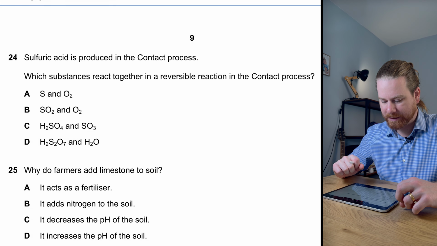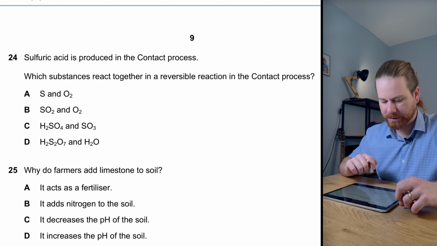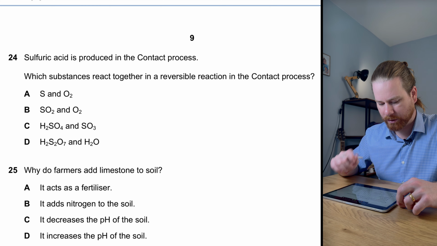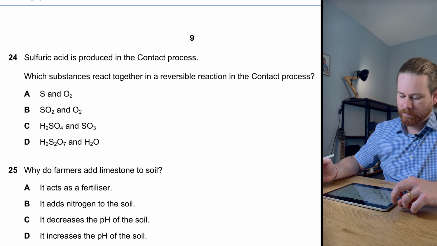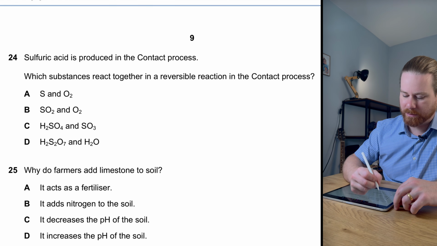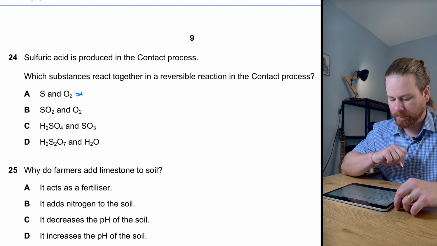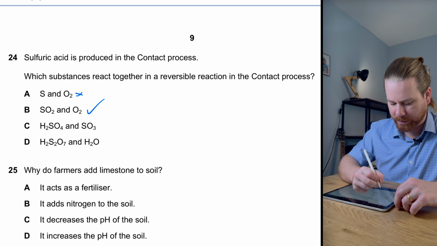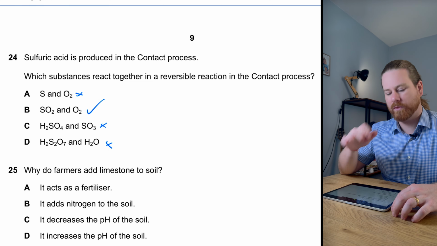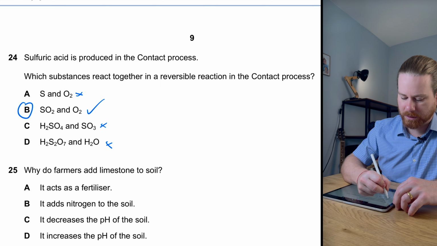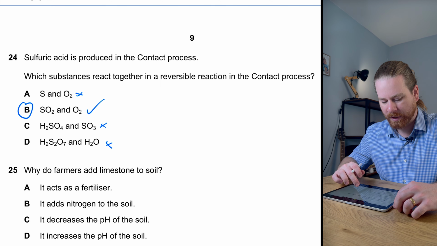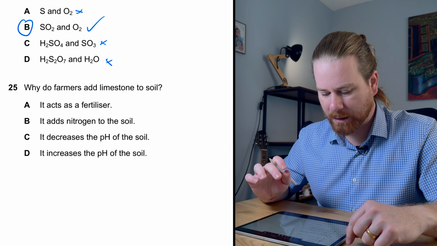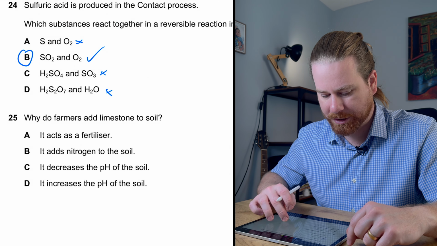All right, sulfuric acid is produced in the contact process. Which substances react together in a reversible reaction in the contact process? Well, what do we have here? Well, it's not this. That is a forward reaction, it's just a one-way reaction. It has to be this one. So these are both just not reversible. So our answer is B. Fortunately this is just something to know. And then I think this is our last question.